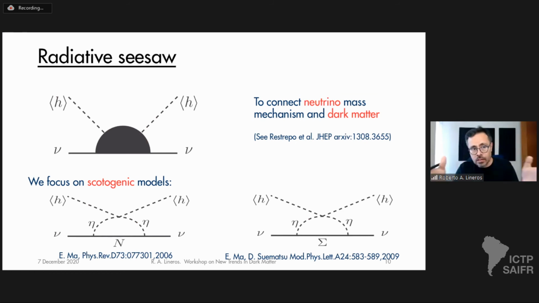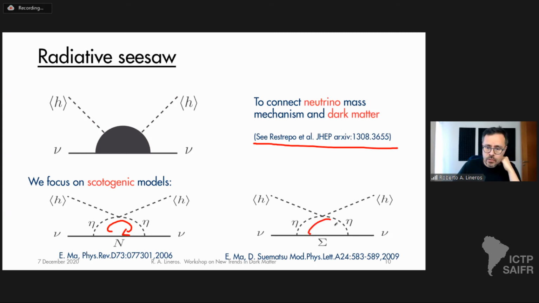And among all these radiative seesaw models, you can find a very nice compilation by Diego Restrepo. There are two types or classes of models that are called Scotogenic, in which neutrino masses are generated via loop processes, at one loop in this case, and at the same time, the particles that are inside the loops could potentially also be good dark matter candidates.